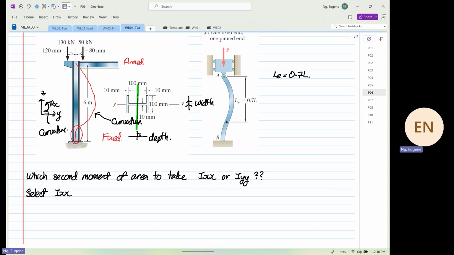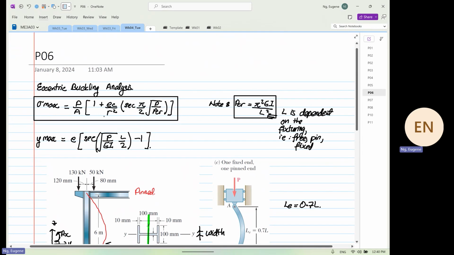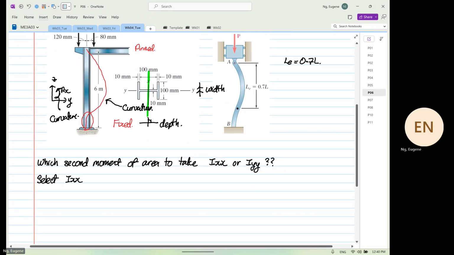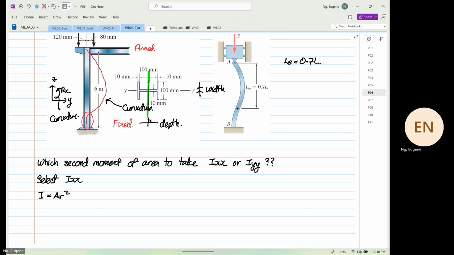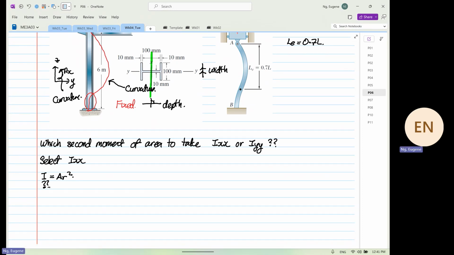Now, the next question is why we have to determine Ixx or Iyy. If you look at the formula, you have a what? You have an R squared, right? So R squared, we know that I is equal to what? A R squared, yes or no? With this, we have to determine what is our I first. Are we clear? Okay. So from here, we are going to determine Ixx.